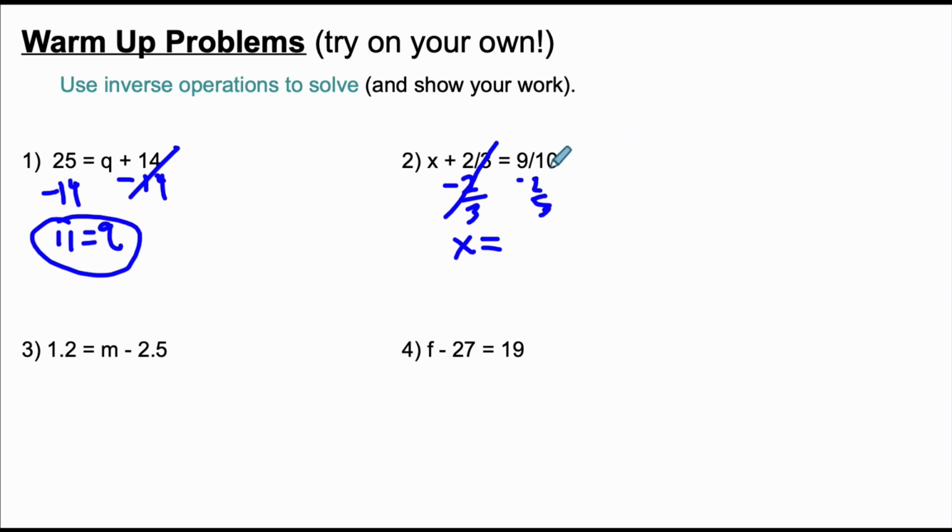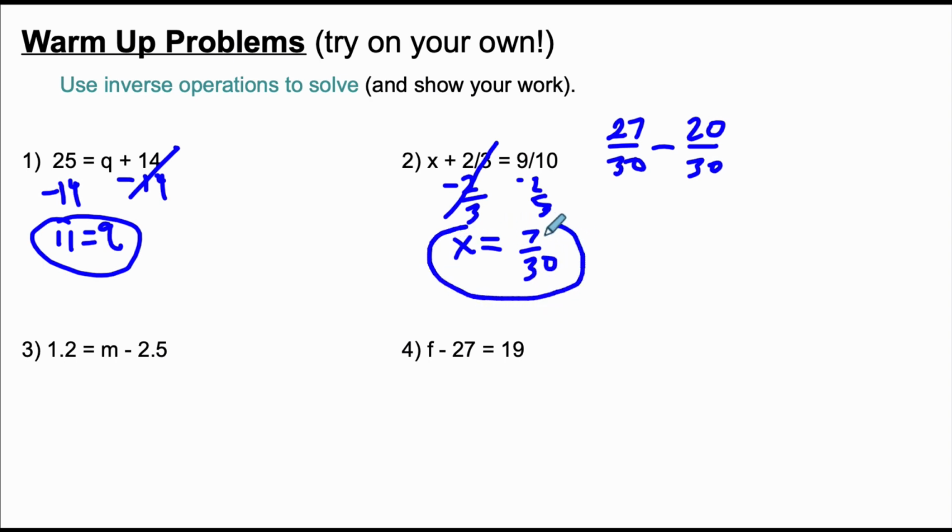I'm just going to multiply the first by 3, 27/30ths minus, and I'm going to turn this into 30ths as well, 20/30ths. And that's going to leave me with 7/30 as my final answer. And if I plugged that back in, I'd of course get back 7/30ths plus 2/3 is 9/10 if you wanted to check it out. All right, final two here.